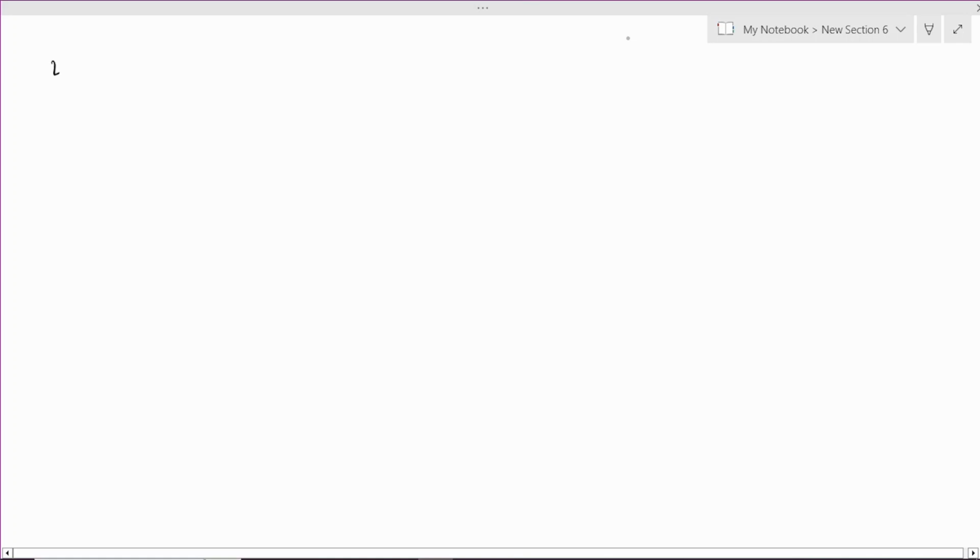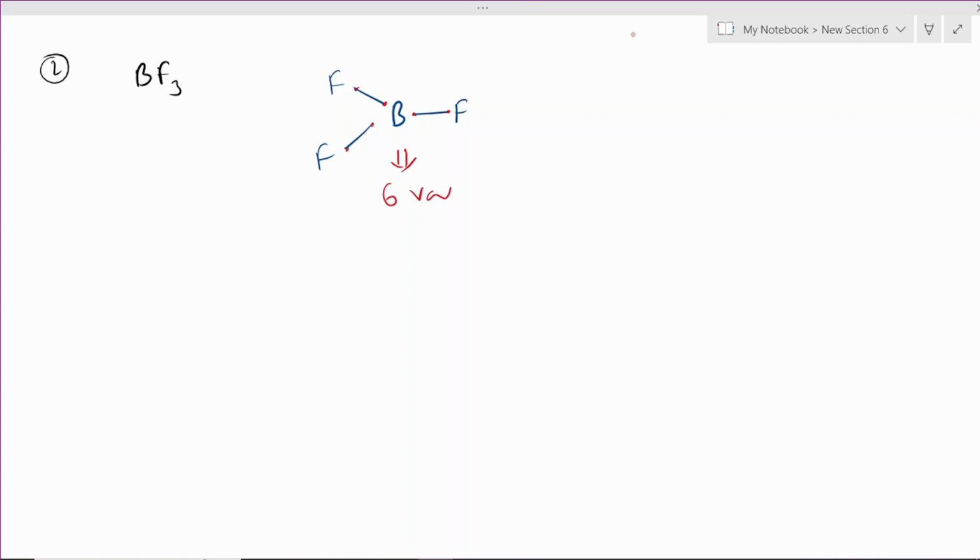Second example is BF3. BF3 also has trigonal planar geometry. And it also has 6 valence electrons of boron. That means it also does not fulfill the octet.